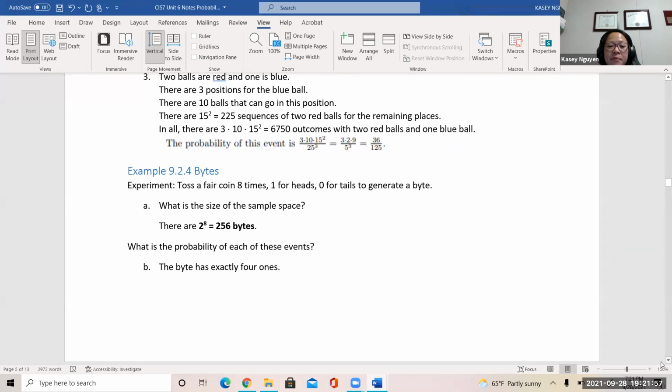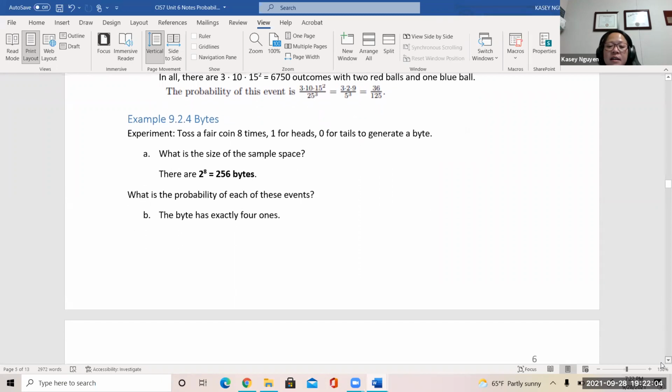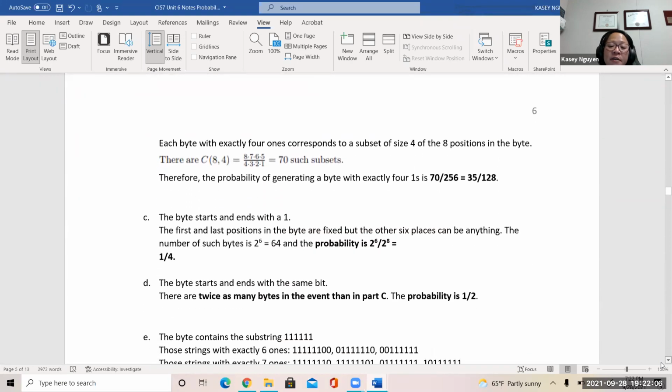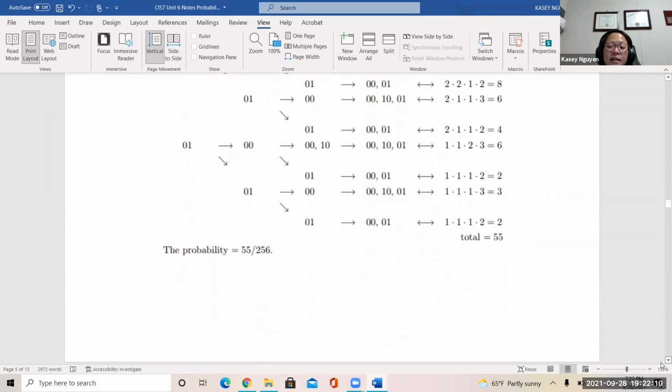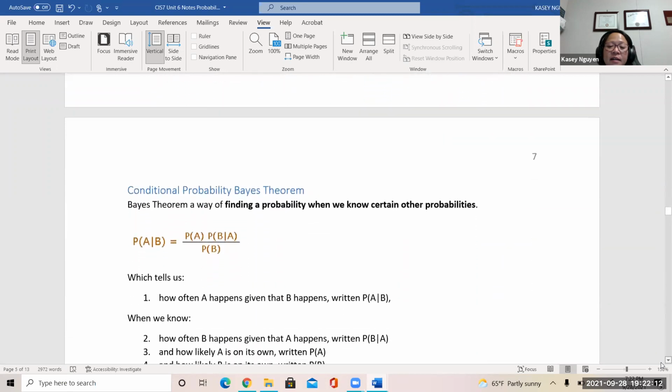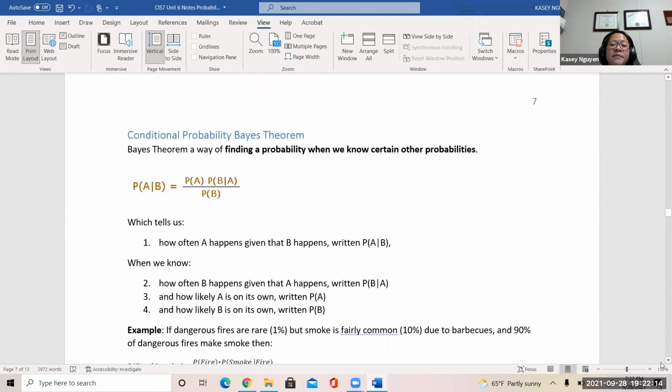So in the next example, it talks about bytes, and then it goes into coin toss. You can check that out, similar to what we've done. And then I wanted to go into Bayes' theorem now.